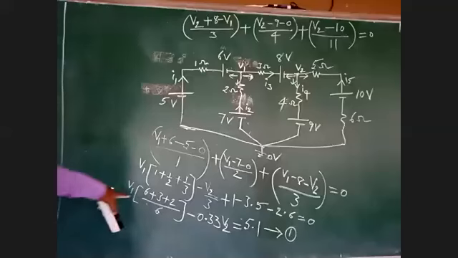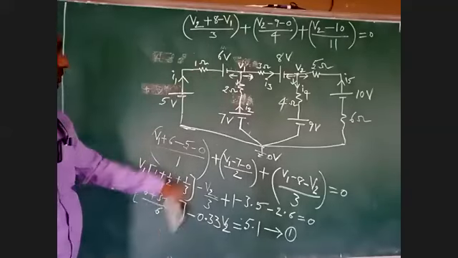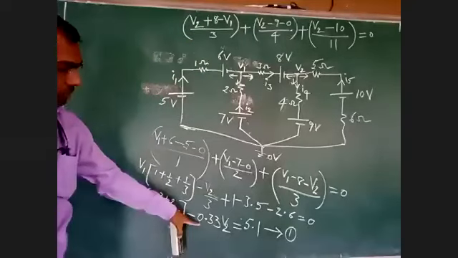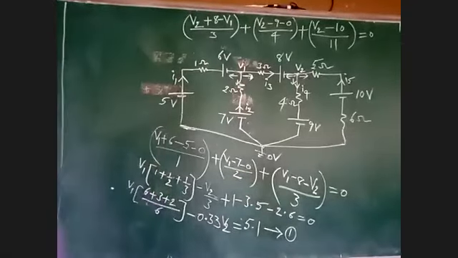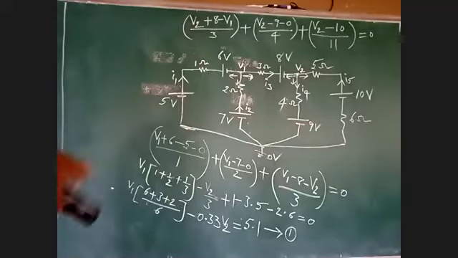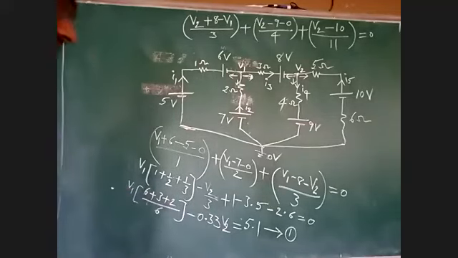Now separate V1 and V2 terms here. First write V1 terms, next V2 terms, equal to constant. If you solve these two equations, we will get V1 and V2. Don't simplify now, just separate the terms. Afterwards, you can solve this.